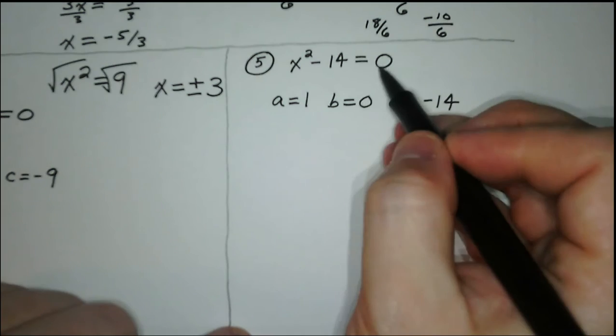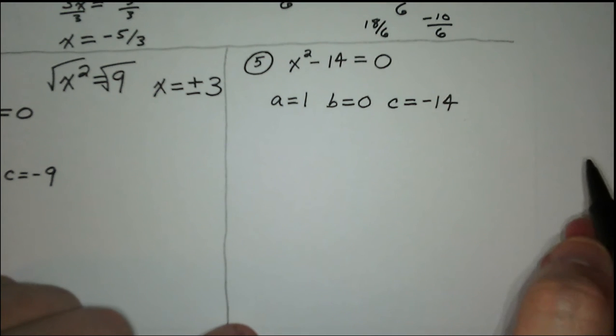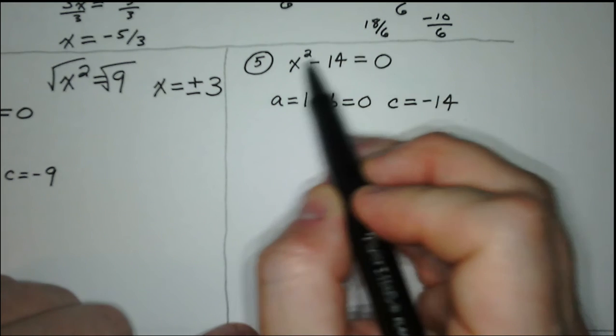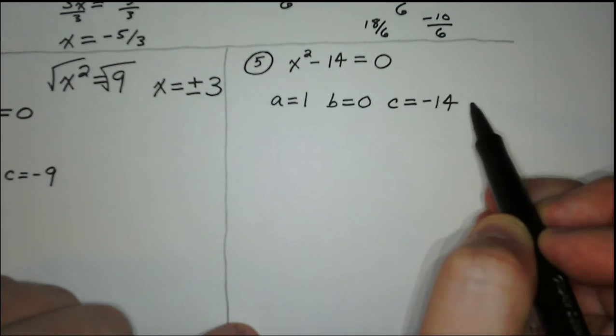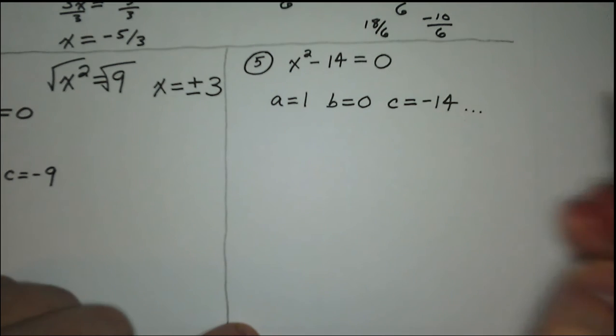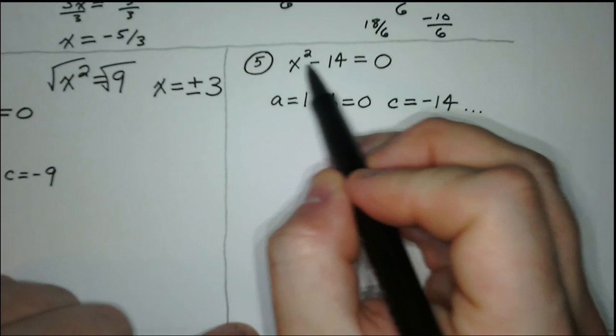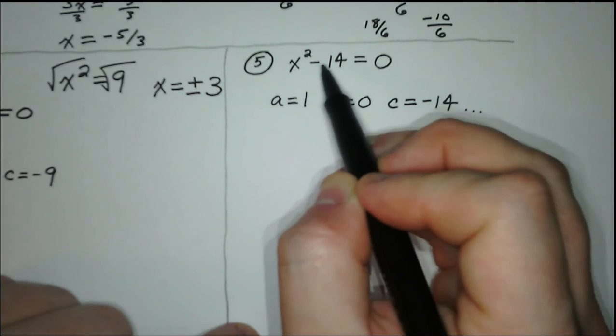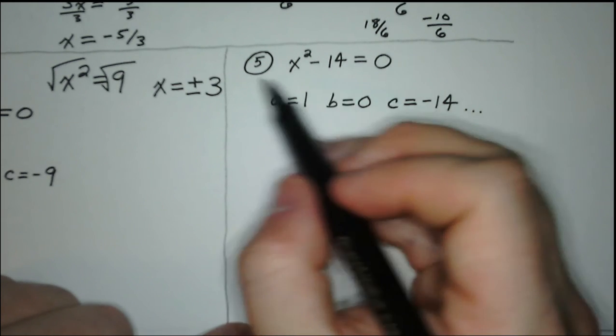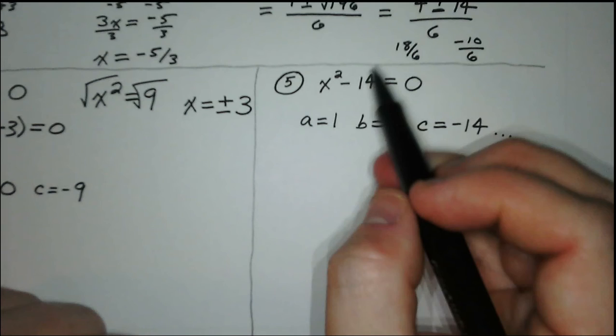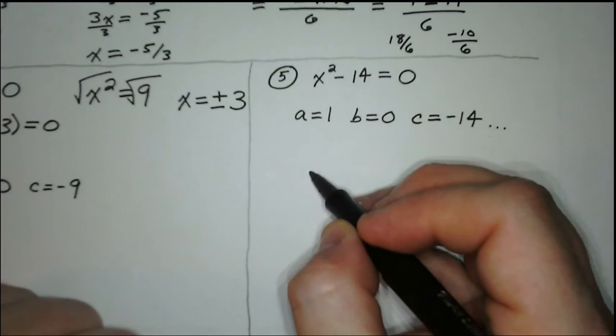Negative 14. It's already equal to 0. Can you factor this? I'm not going to do it. Could you factor this? No. It's not like it's x squared minus 9. It's 14. But here's what you can do.